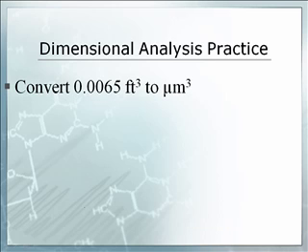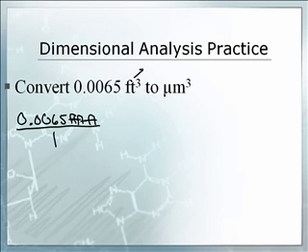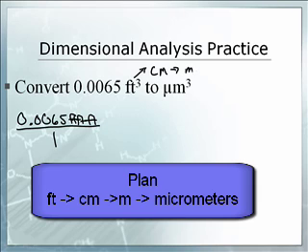Let's do another one. How about foot cubed to micrometers cubed? Wow. Okay. It's not hard. 0.0065 feet, foot, foot. He's going to have to write small. I need to convert feet to centimeters, and then centimeters to meters, and then meters to micrometers. You could probably go centimeters to micrometers, but I don't know what that conversion is.